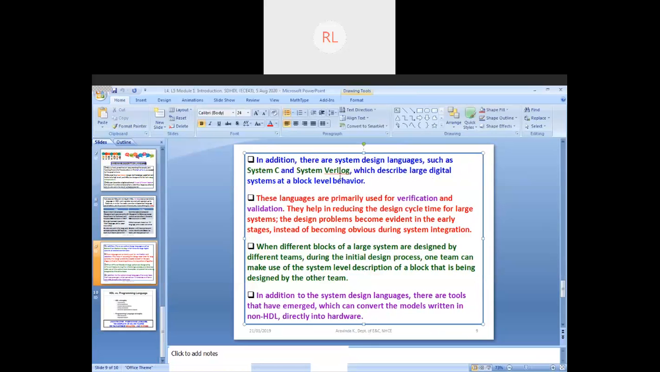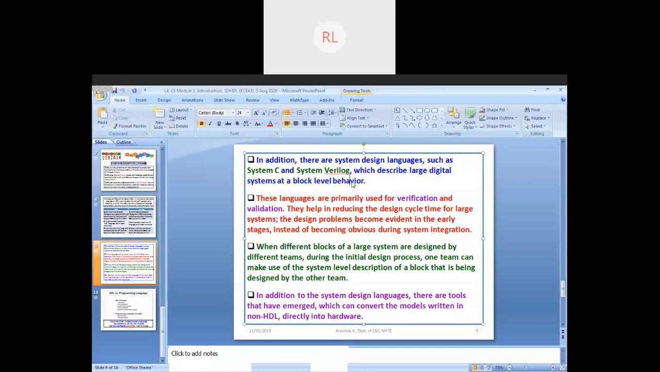Right. In addition, there are system design languages such as System C. So not only VHDL, not only Verilog, you have something else called System C. You also have something called System Verilog. Now, if you look up jobs online, this can be your requirement. They will ask you, are you good at System C? Are you good at System Verilog? Or probably are you good at front-end designing? Are you good at Verilog? Or are you good at VHDL? So these are going to be your target questions.